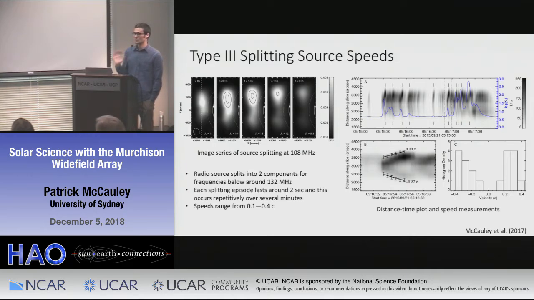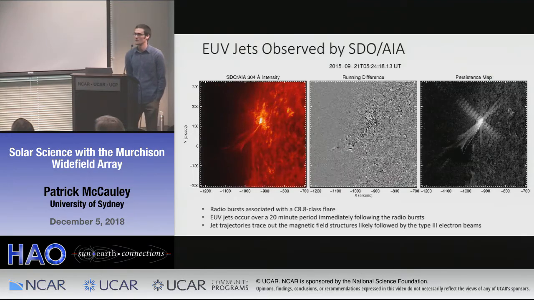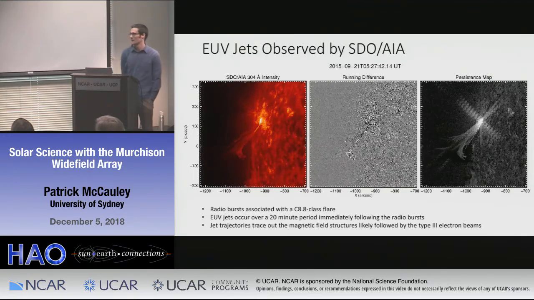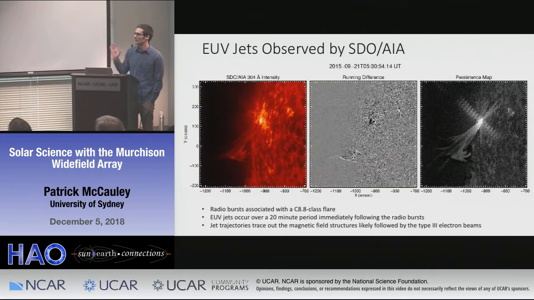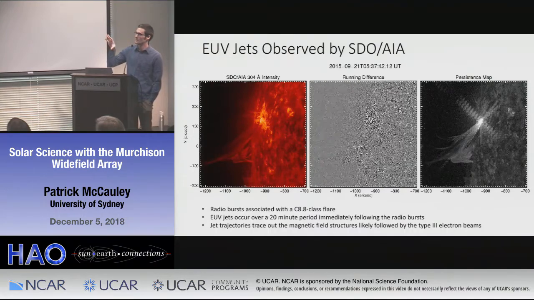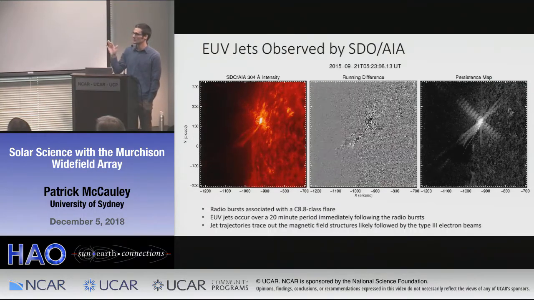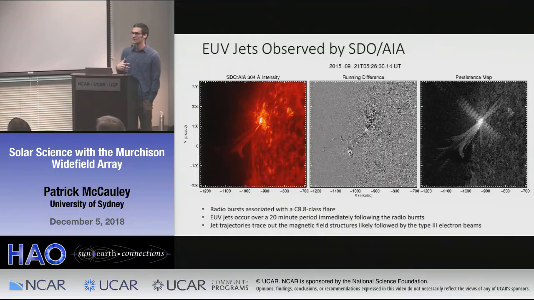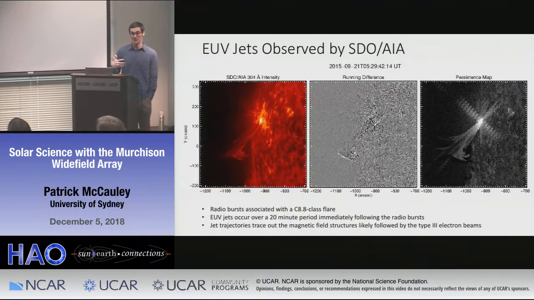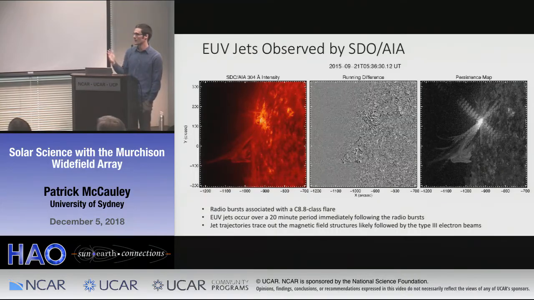So to try to untangle that, we turn to the extreme ultraviolet observations. So this event is associated with a C8 flare, so a moderate flare. On the left-hand panel here, we have a movie of extreme ultraviolet jets that were observed by the Atmospheric Imaging Assembly on the Solar Dynamics Observatory immediately after the radio burst, so over about a 20-minute period, beginning right with the bursts and then carrying on afterwards.